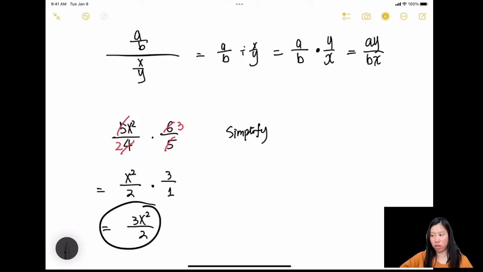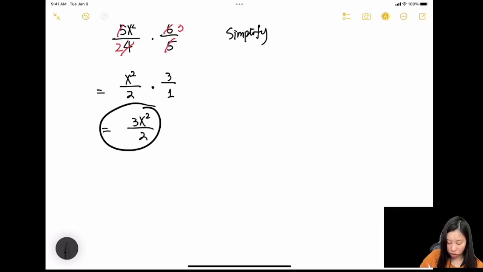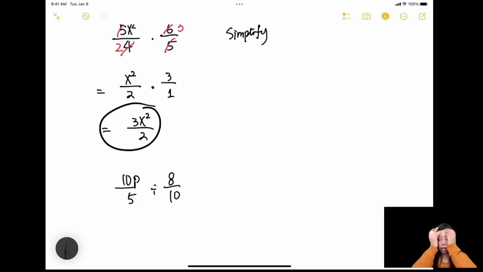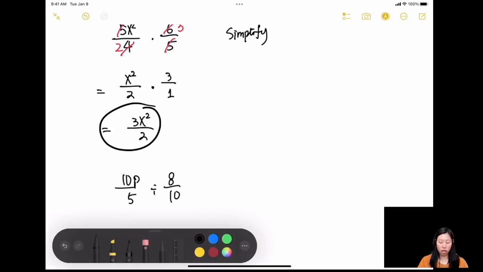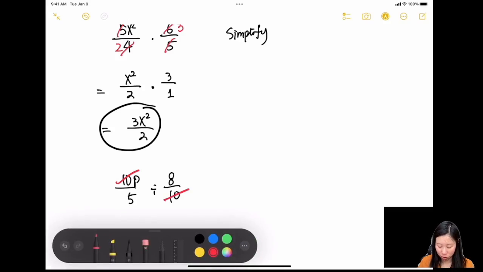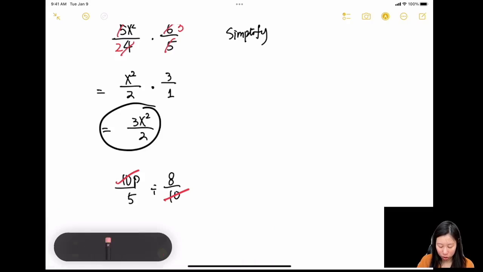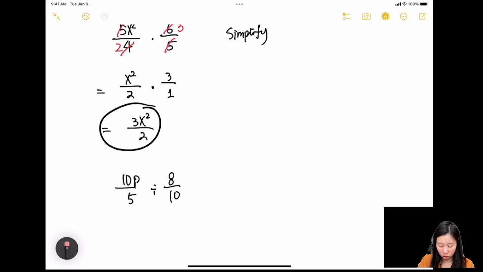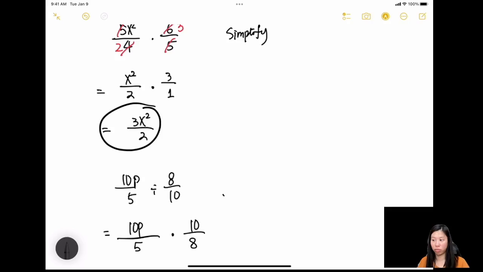And then division. We have 10p over 5 divided by 8 over 10. Okay, you can just simplify by, okay, 10 and 10, they cross simplify. No, this is wrong. You need to flip it first by multiplying by the reciprocal. You can't just cross cancel like that. So we reciprocate it, and we have 10p over 5 times 10 over 8.